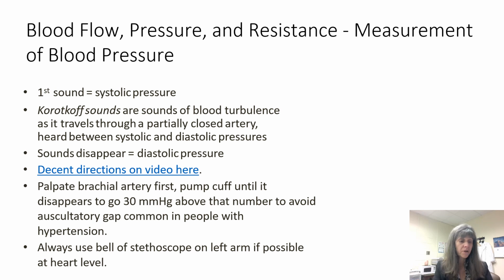Then the clinician will use the bell of the stethoscope over the brachial artery, pumping up the cuff 30 millimeters of mercury above the initial reading in order to avoid an auscultatory gap, which is a gap that can be common in people who have hypertension. After reaching that number, slowly deflate the cuff approximately 2 to 3 millimeters of mercury per second, watching the sphygmomanometer for a blip while listening for the first sound. The first sound that's heard is the first cough sound, which indicates systolic pressure.